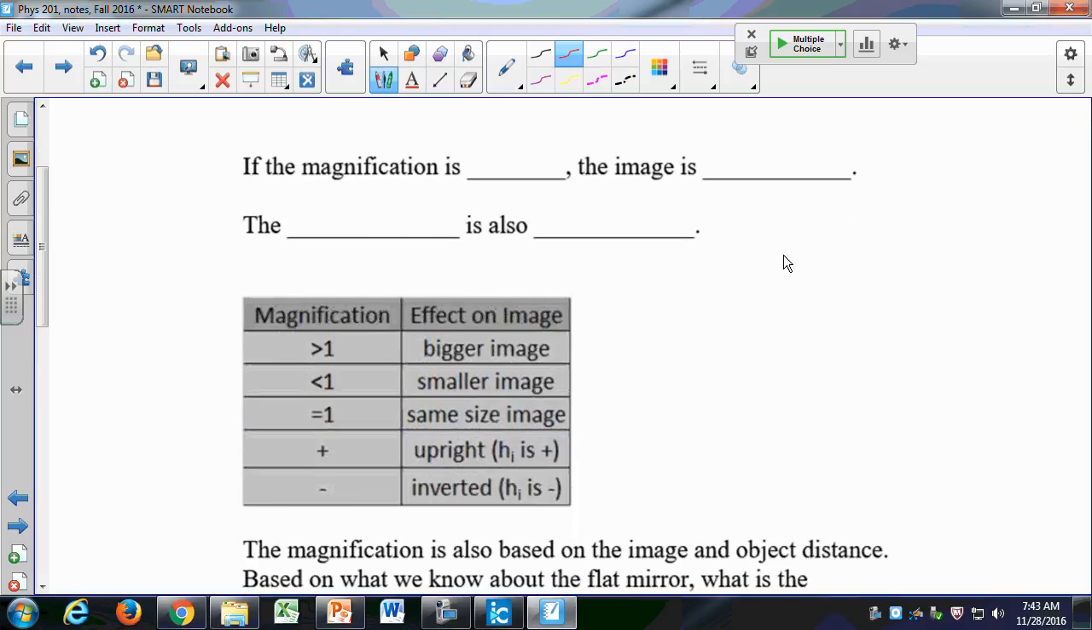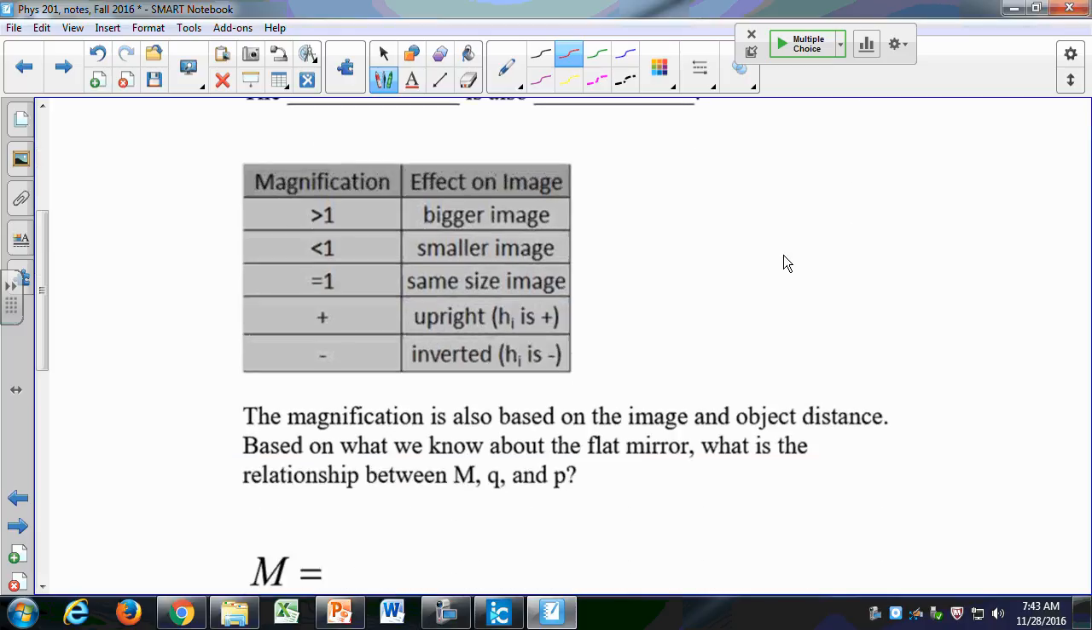That was a holdover. This is just sort of a summary of what the magnification means. We've already seen this, but you'll need to know all these notations. That if it's bigger than 1, it's a bigger image. If it's less than 1, it's a smaller image. If it's equal to 1, it's the same size. If it's positive, that means the image height is also positive and it's upright. If it's negative, that means it's inverted. So you might want to put that on a little note card and just sort of remember those, because knowing those notations will be very important for the exam, the couple of problems that you'll have on the exam.